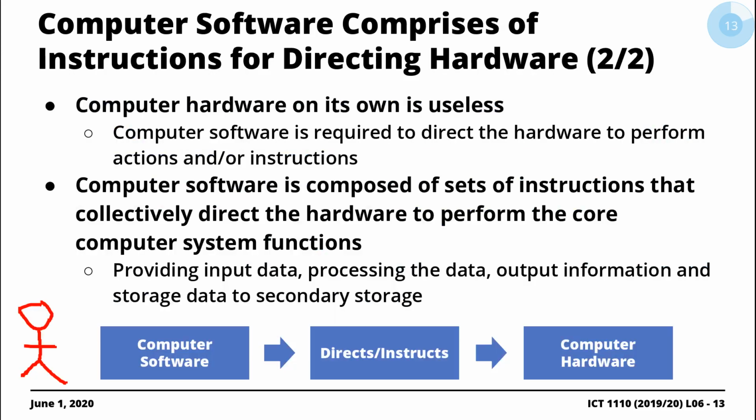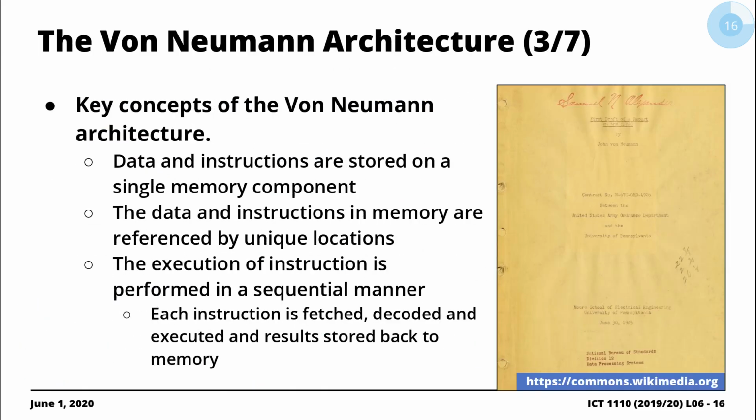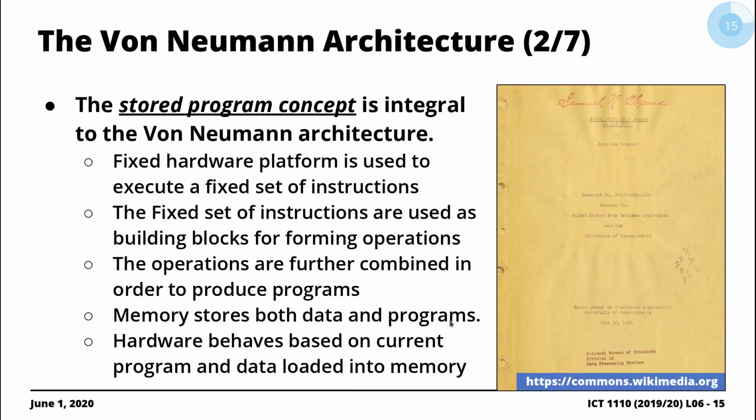So the data that is provided, fed to the computer system in the form of input, and the programs that act on the data are stored in one location, which is memory. And of course, because you have a fixed set of instructions acting on this fixed hardware, the behavior of this hardware is dictated by the program that is currently loaded in memory, the program that you're executing at that point in time.